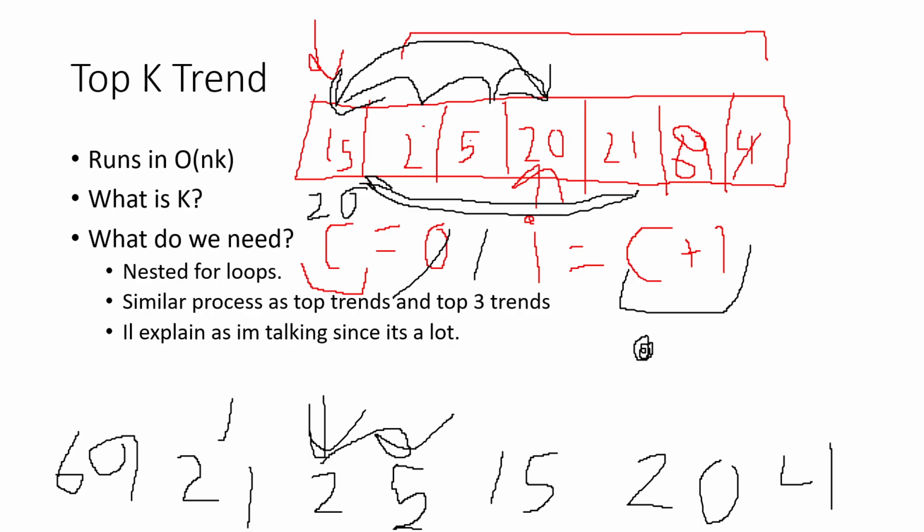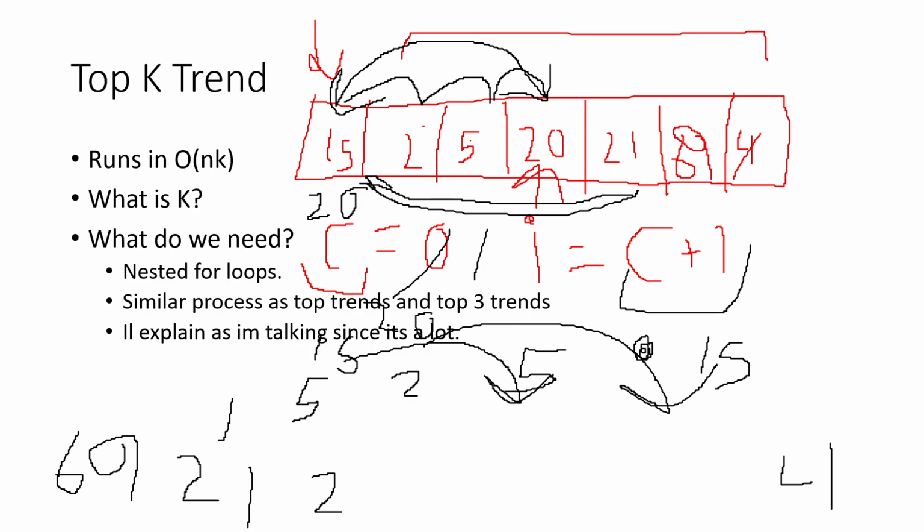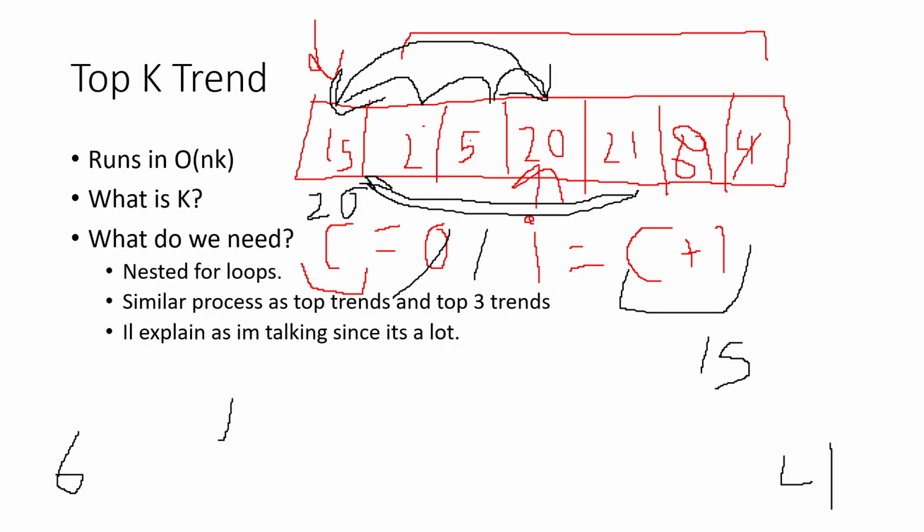So 2 is greater than 5. They swap. 5 is greater than 15. So this 15. Okay, wait. Let's do this clearly now. So this swap, this turns into a 5, this turns into a 2. 5 keeps track of this. Because now this is 5. 15, this turns into a 5, this turns into a 15. And then I do 20. This turns into a 20, this turns into a 15. And then 4 is there. And then at the very end, it's going to be swapping everything. Does that make sense?